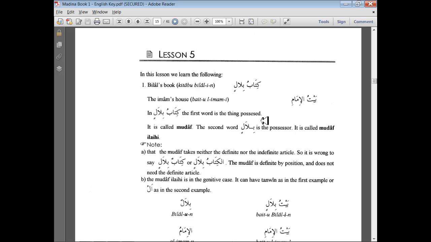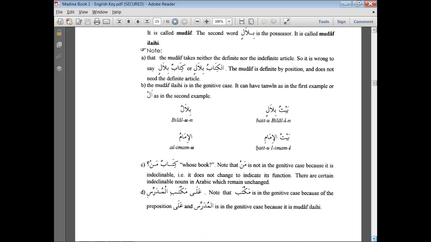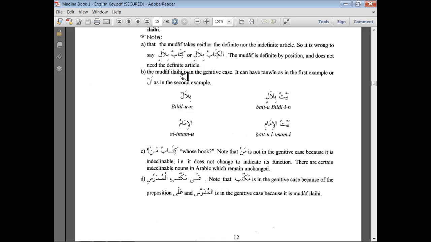Here I just explained that, and here in the key you can look at this with more detail of what I just explained, number 1. And this key is available online, many different places, but this is basically what I just explained. This is the meat of the lesson. Now we're going to be talking about all of this during the lesson, which is mudaf and mudaf ilayh, expecting and taking the genitive case, everything I just explained.